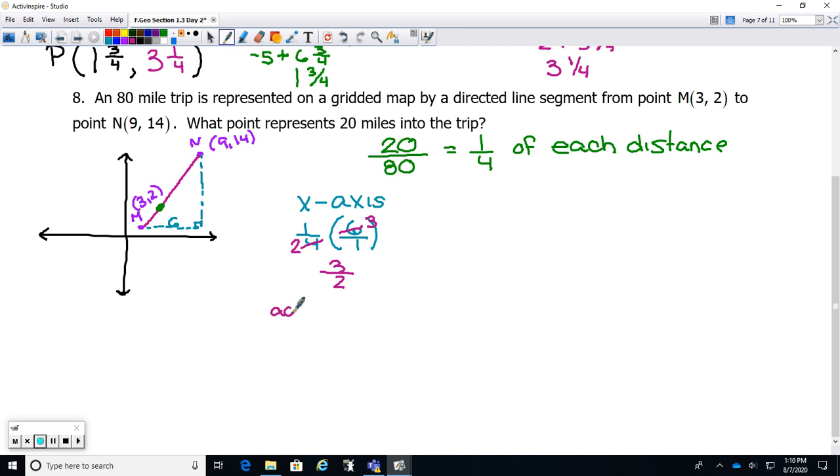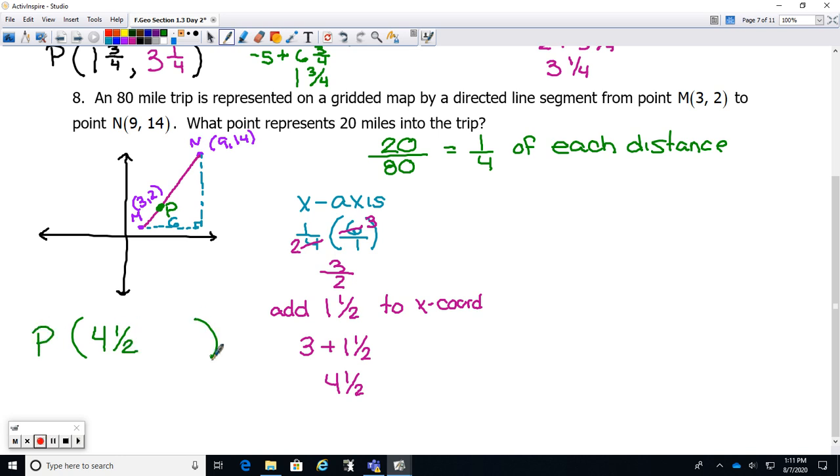I'm going to add 1.5 to the x coordinate. And since the x coordinate started here at 3, 3 plus 1.5 is going to be 4.5. So I'm going to stick with the P right here. I'll call this P because we were using P before. P's x-coordinate is going to be 4.5.